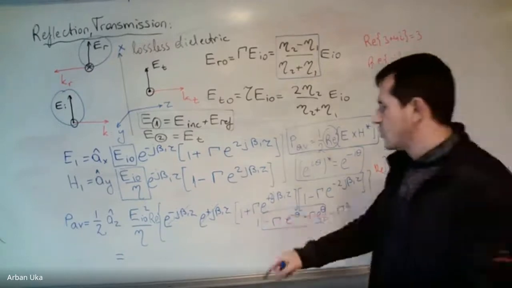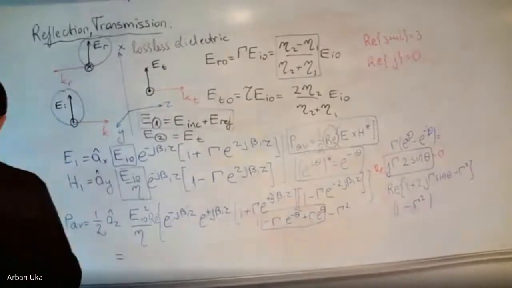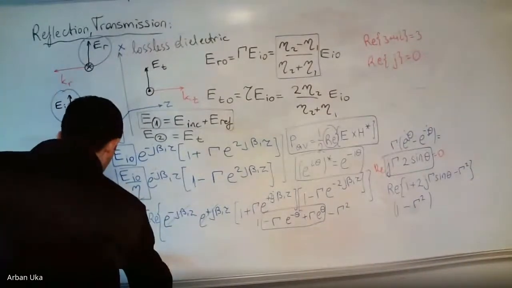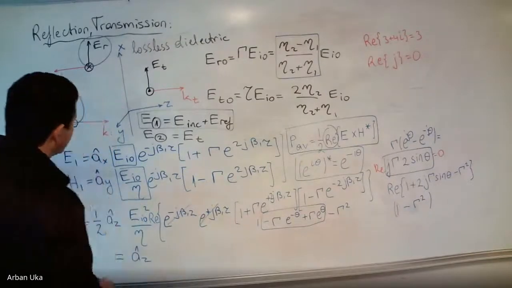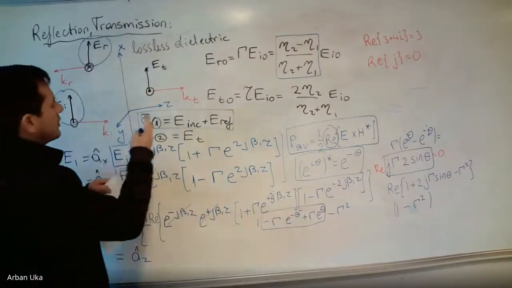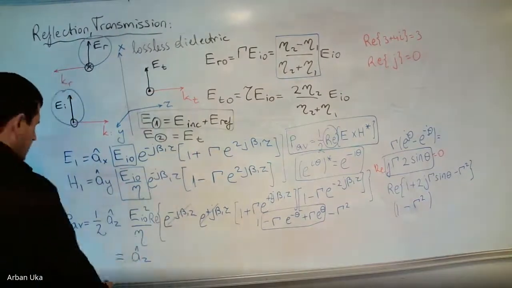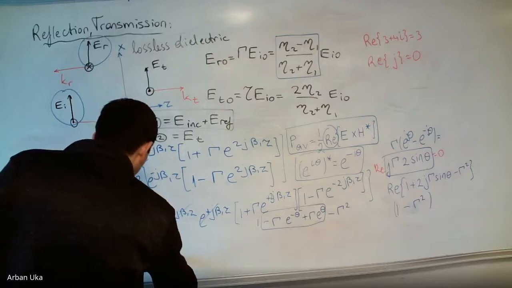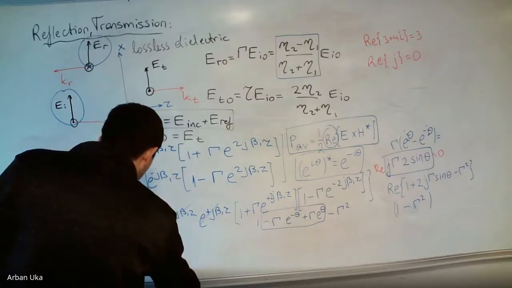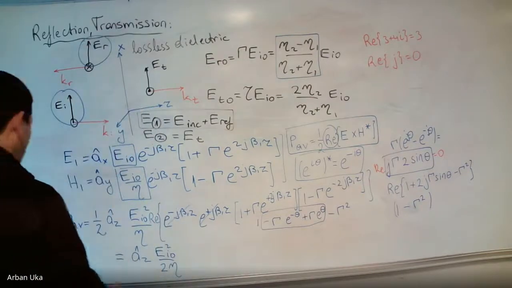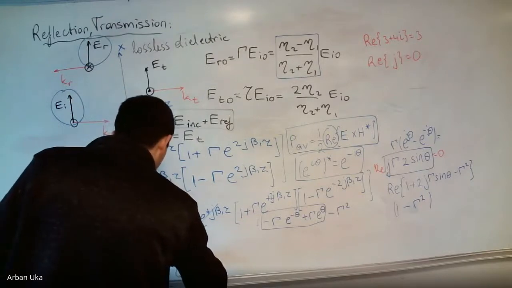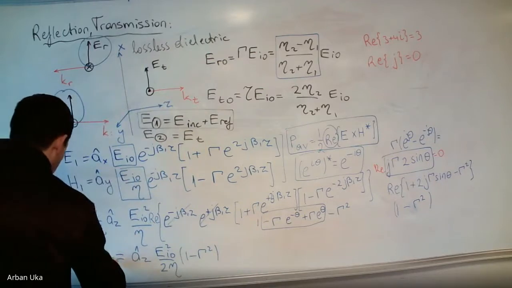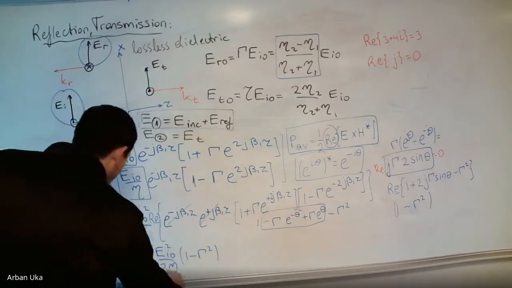So from this whole expression, the average power density is going to be equal to a_z. This is the direction of the power energy flow, because the energy is going to flow in the direction of the propagation. So this is a_z times the amplitude of the incident wave squared over 2 times the intrinsic impedance, times 1 minus the reflection coefficient squared. So this is the time average power density.